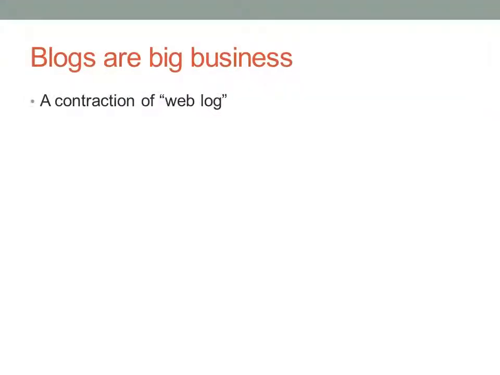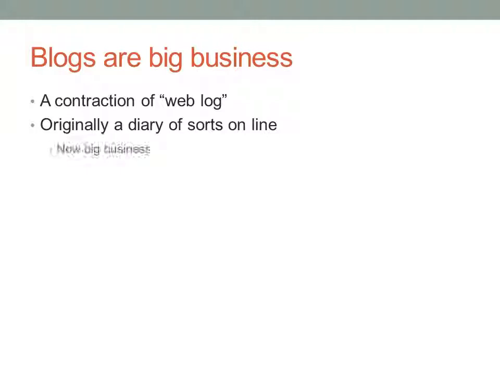It used to be more of a diary. The word blog itself is a contraction of the term web log, and originally people would set up a web log to sort of record their thoughts, like a daily journal, or people who were building a house or moving somewhere or whatever. They would just keep track of things that were going on and sort of publicize it. These days it's big business.